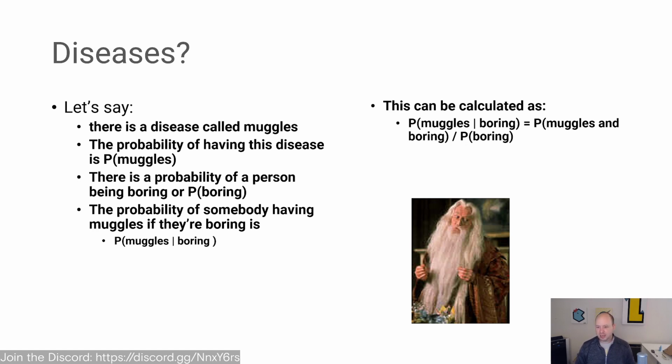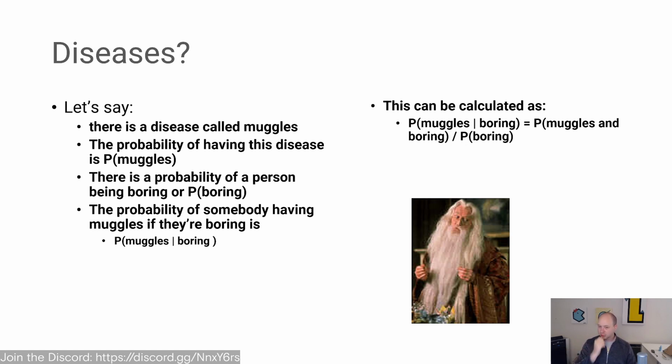And this can be calculated from the union of Muggles and boring. So how many Muggles are there? What's the probability given all people? And this is a very easy equation. You take the number of Muggles that are boring, divide that by the total number of people, and that's the probability that somebody is a Muggle and boring. You divide that by the probability of boring. And what's the probability of boring? That's the number of boring people divided by the total population. So you can kind of see these patterns sneaking out here. And that's your probability of Muggles given boring.